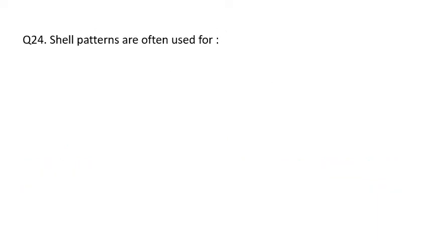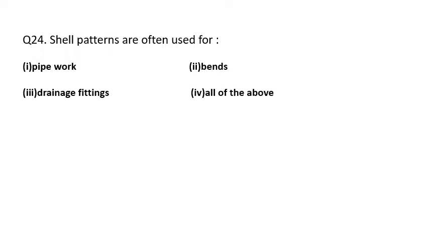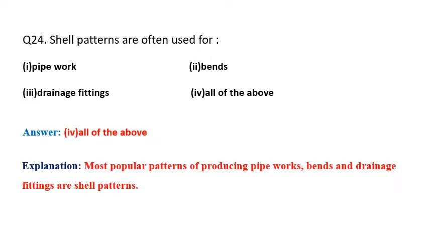Question number 24. Shell patterns are often used for 1 pipe works, 2 bends, 3 drainage fittings, and 4 all of the above. Answer is 4, all of the above. Explanation: the most popular patterns for producing pipe works, bends, and drainage fittings are shell patterns. So shell patterns are used for pipe work, bends, drainage fittings, and the correct answer is option 4.